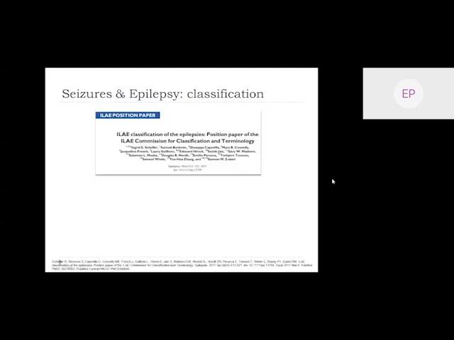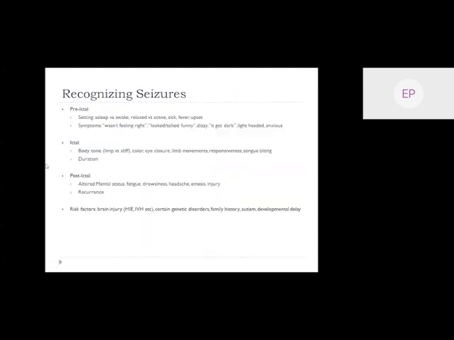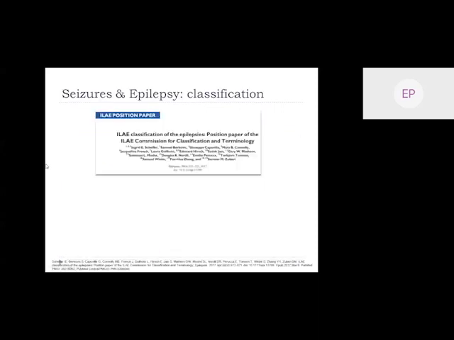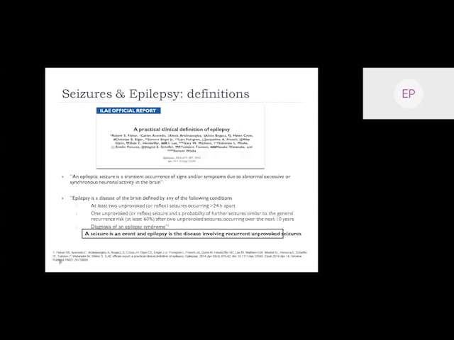And so the main point is that a seizure is an event, and epilepsy is the disease involving recurrent unprovoked seizures. That is really important, because quite often parents, even when it's explained, especially in the emergency department, when there's a lot of things going on, that point can be missed. So if someone has come in and they've had just one seizure, they do not have epilepsy unless one of the other things that I mentioned have occurred. Right, next slide, please.